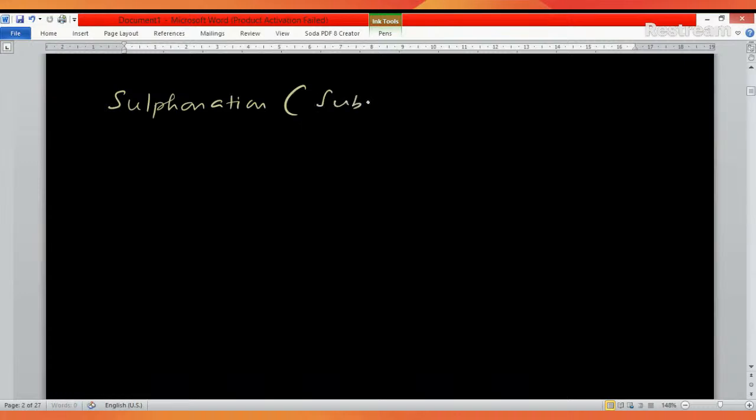Sulfonation means substitution of an SO3 group, otherwise the introduction of SO3H in the benzene ring. So this is behaving like an electrophile. And how do we generate this electrophile?